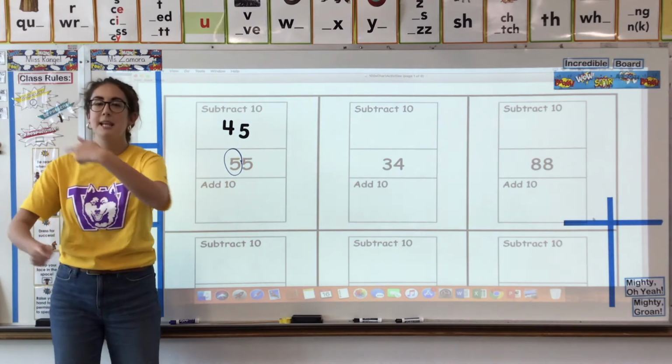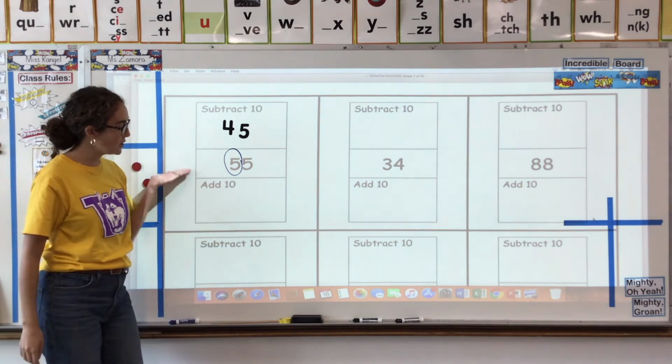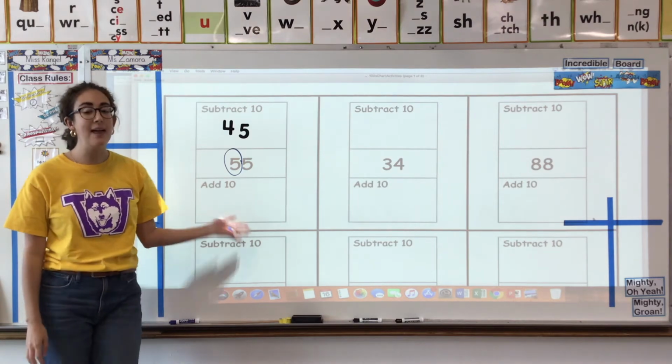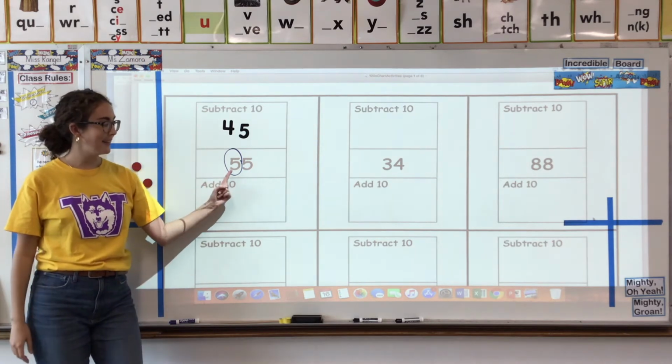Okay, what about this other box? We want to now skip count the other way. We're skip counting up because we're going to add 10. So if we're adding 10, that's 10 more. So super scholars, how many tens do we have?